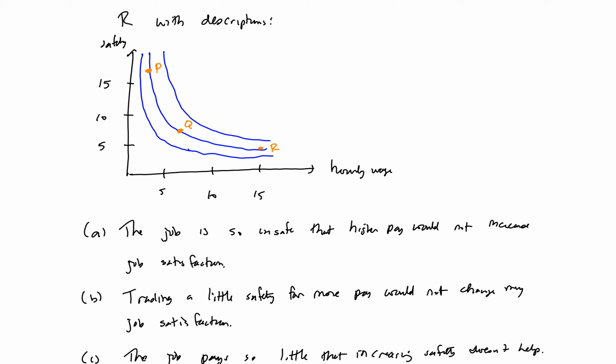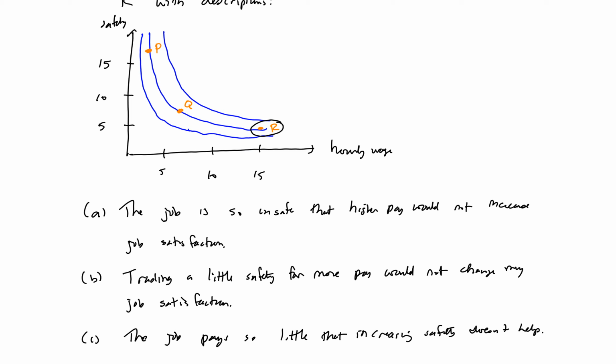So we want to go low on the safety scale, so low on the y-axis here, and high pay. So that's going to be this one. We stayed the same job satisfaction, even though we increased the pay, because the job is so unsafe. For the next one, we're allowed to take a little less safety, but it's not going to change our job satisfaction as long as you increase the pay. So that one's going to be right here.